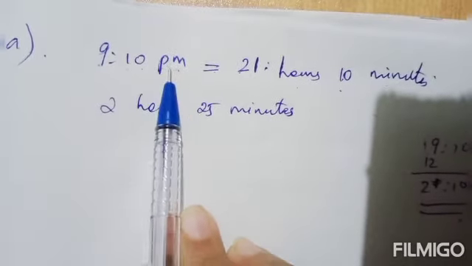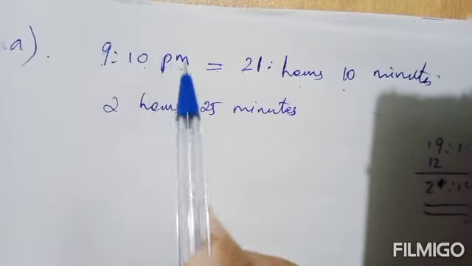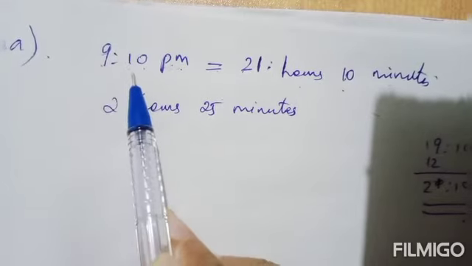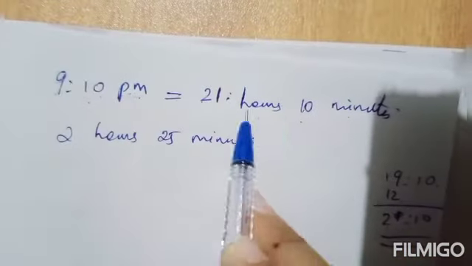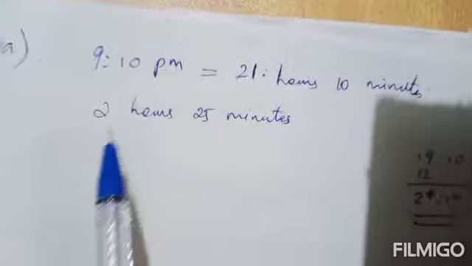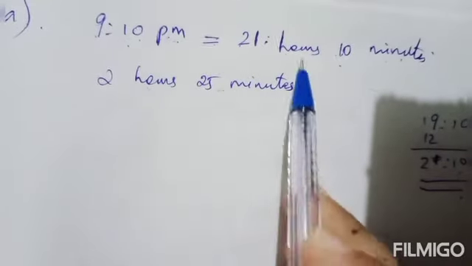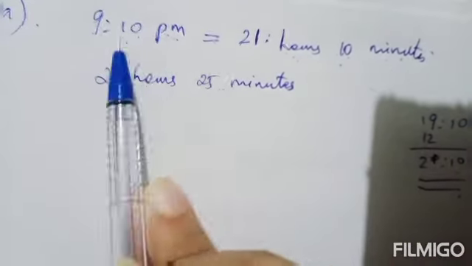Let us convert this to 24-hour clock time. The given time is in p.m. So what to do? Just add 12 hours to 9:10. Okay, so 9:10 plus 12 you will get 21:10. That means 21 hours 10 minutes. You have to find 2 hours 25 minutes before 21 hours 10 minutes. That is 9:10 p.m.